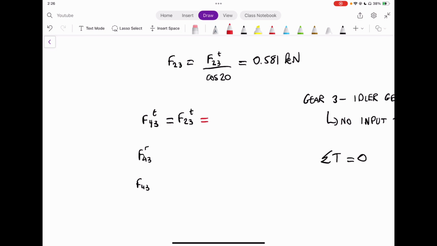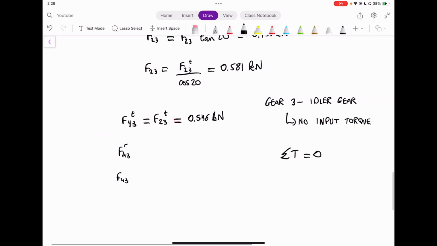So it's going to be equal to 0.546 kilonewtons. And you can prove this by doing the sum of torques equal to 0 and actually solving for it. But it's not necessary, because you know that the only way the force is transferred in an idler gear, based on the rule of the idler gear, is through the teeth. So if one force is transmitted from 2 to 3, then it's the same force transmitted from 3 to 4. And F4 to 3 is just the complete opposite.